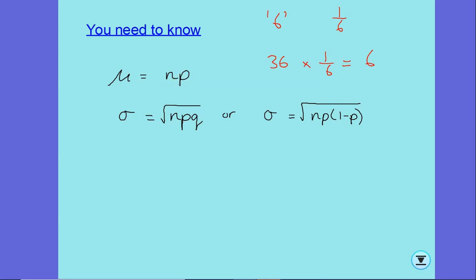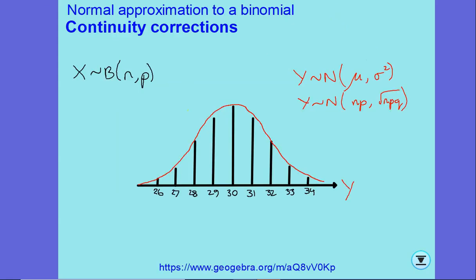But this next one, maybe not so. The standard deviation is the square root of the sample size times the probability of success times the probability of not being successful. So these three things are multiplied together, and you square root it. You need to know that, remember that as we go through this video.